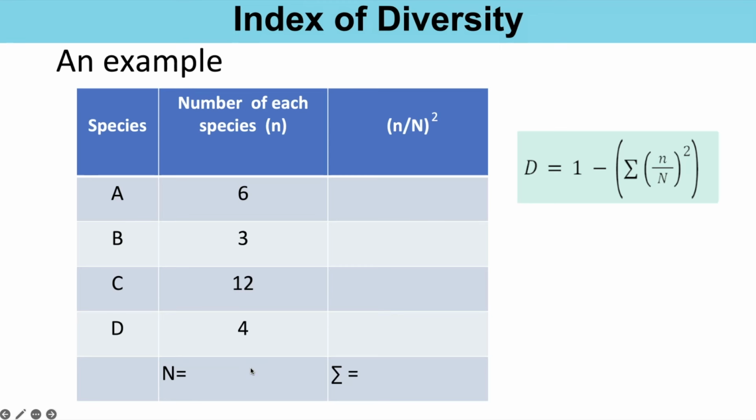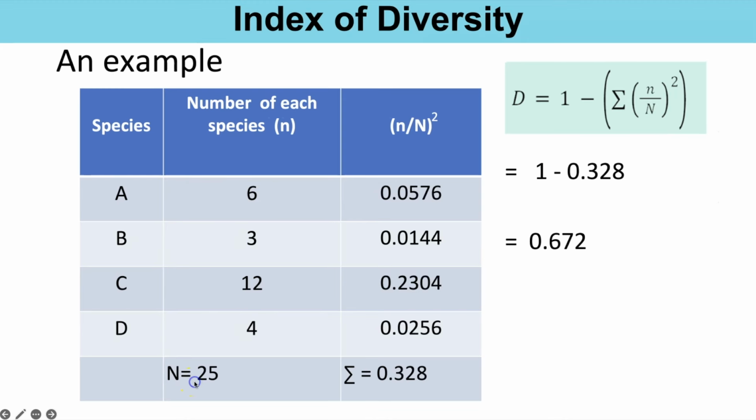So let's have a go at an example together. You might have this set of data. We've got 4 different species, and we're told this is the number of each species. And we said lowercase n was the number of individuals per species, and capital N is the total number. So if we add up all of those, that gives us the total, which is 25. And what we then need to do is the sum of lowercase n, which is the number per species, divided by the total number of organisms squared.